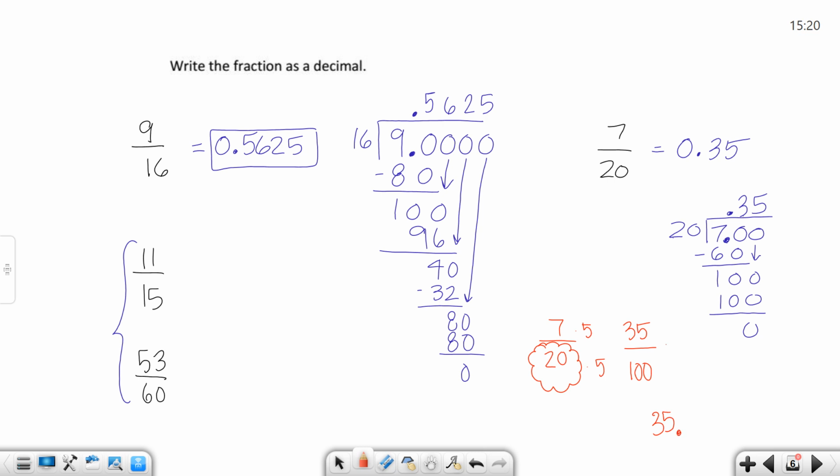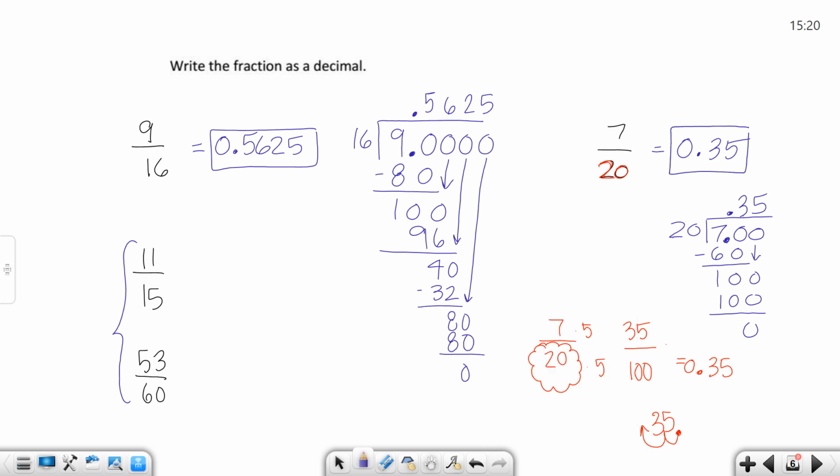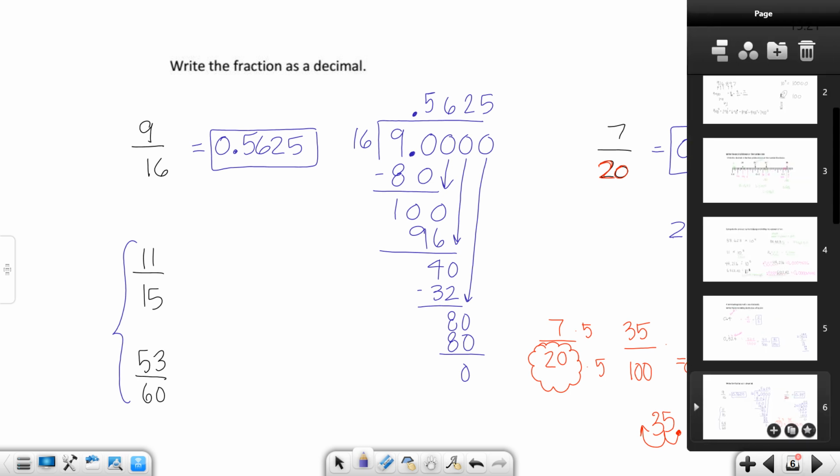So we just talked about that earlier. If you have 35 and you divide it by 100, that means you move your decimal 2 places over. So that would be 0.35. You could also do it that way if this denominator can easily be written as 100. Okay, so what you noticed about these two that I did was they divided evenly, but sometimes they won't. And that's what you see on the far side over there.